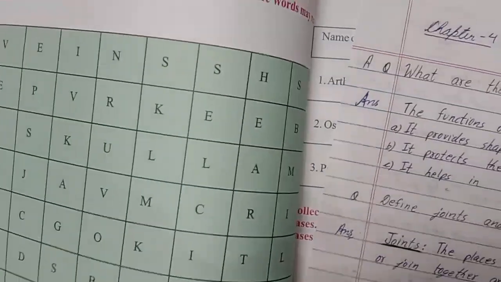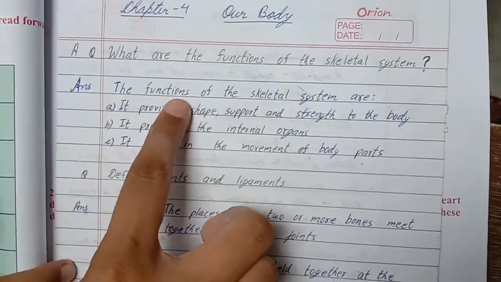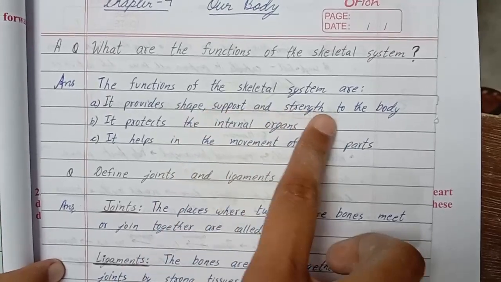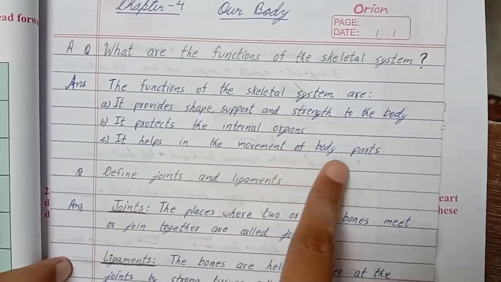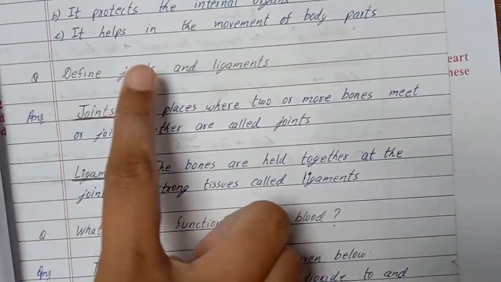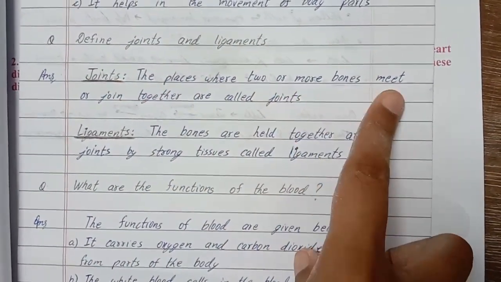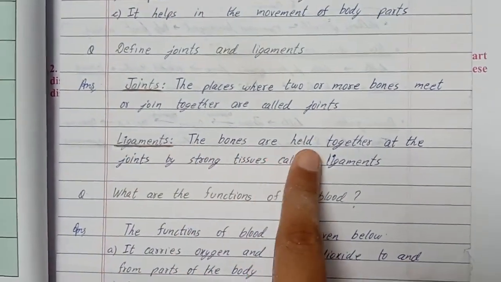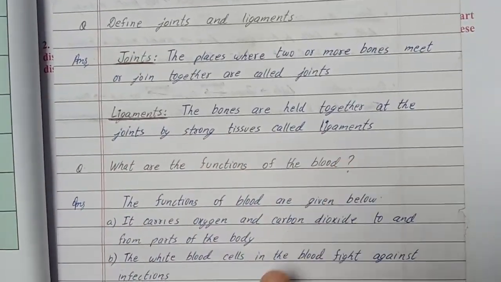Now I have some question and answers here. 3 question and answers are given here. See, what are the functions of the skeletal system? The functions of the skeletal system are, the first one, it provides shape, support and strength to the body. It protects the internal organs. It helps in the movement of body parts. Second, define joints and ligaments. Joints, the places where 2 or more bones meet or join together are called joints. Ligaments, the bones are held together at the joints by strong tissues called ligaments.